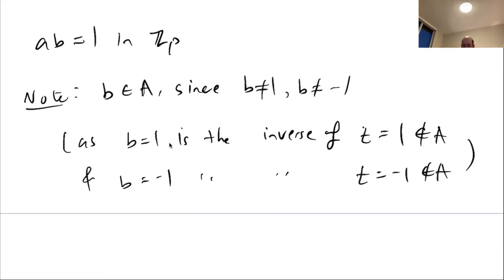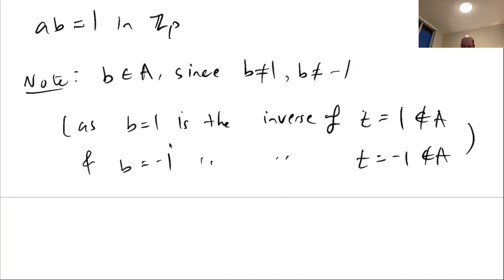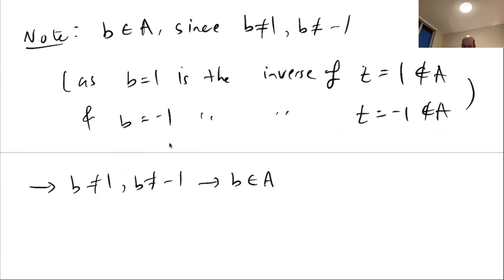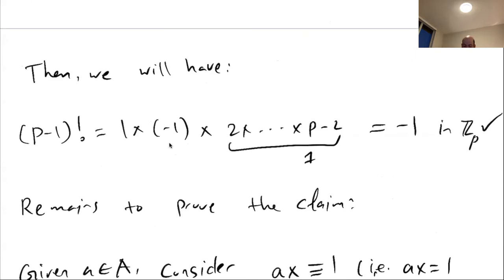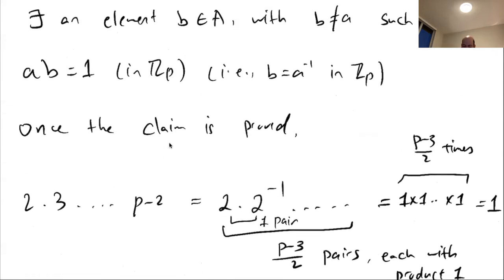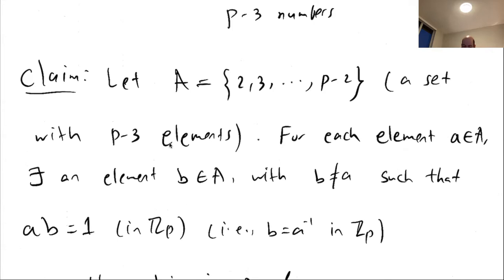So B is in A because it's not 1 and it's not -1. So that means B is in A. Also note that B is not equal to A. So let's look at the claim. I'm proving the claim right now.